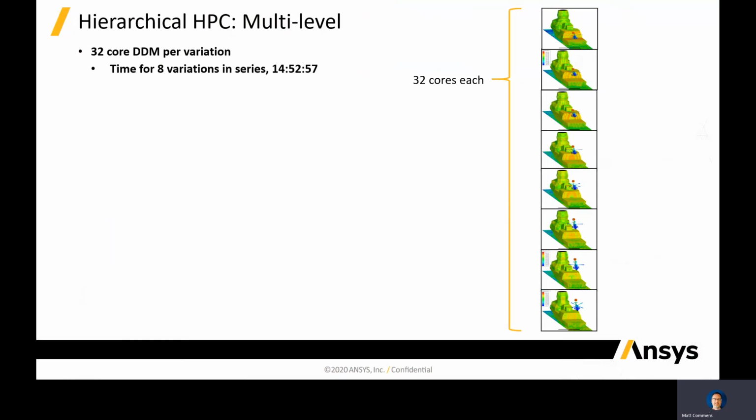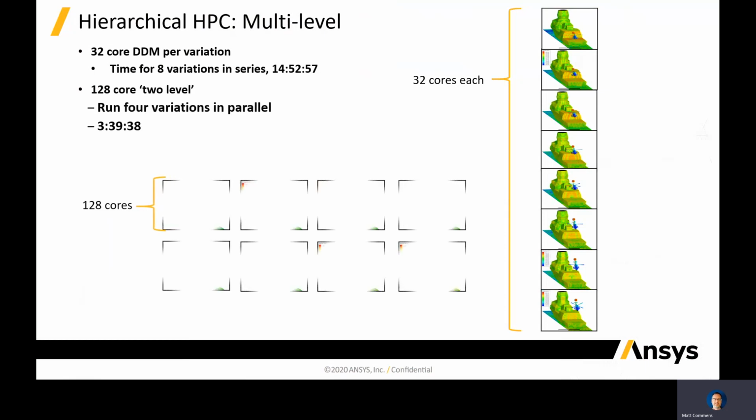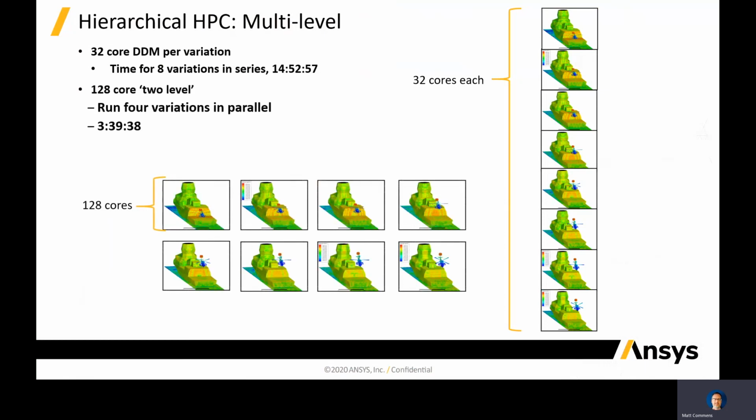Well, there's no reason we can't solve those parameters in parallel. So now we can quadruple the number of cores, go to 128 cores, do 2-level hierarchical HPC, where we have a level defined for the parameters, 4 parameters at a time, and then another level defined for DDM, 32 cores DDM for each variation. And we do indeed realize about a 4x speed up in solution, because again, this parameter variation is pretty close to linear in its speed up.